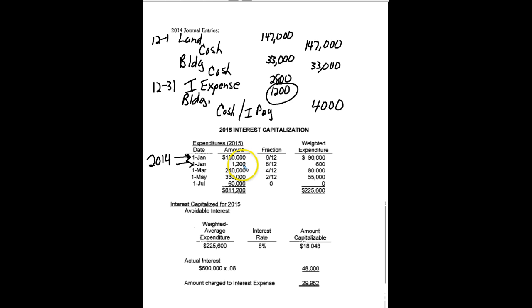Okay, now in 2015, they finished the job on July 1. So there really were only 6 months of expenditures. So the 2014 expenditures existed for 6 months out of 12. On March 1, those existed for 4 months. That would be March, April, May, and June. That's 4 months out of a year. The $330,000 was on that. Those occurred on May, so May and June only 2 months. And the last, the $60,000, occurred on July, 0 months.